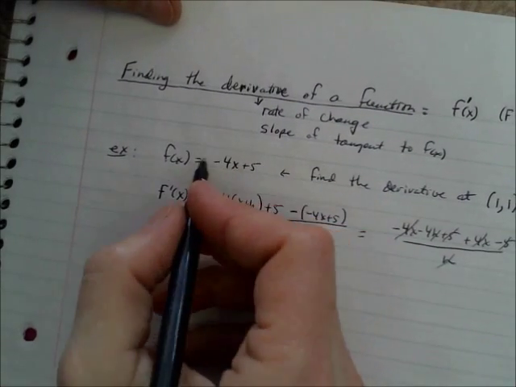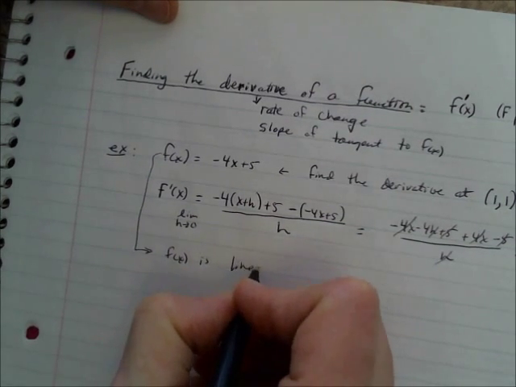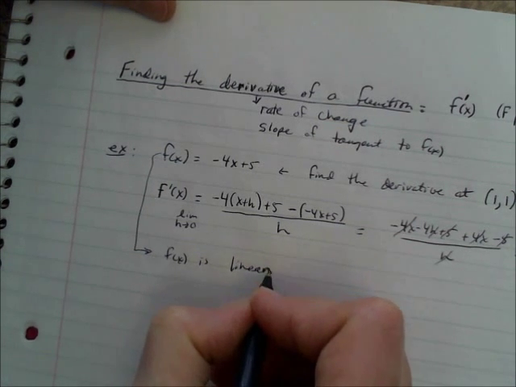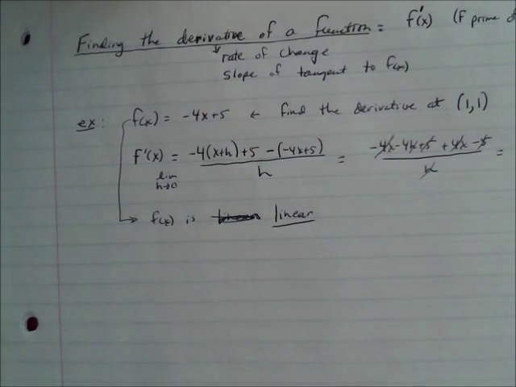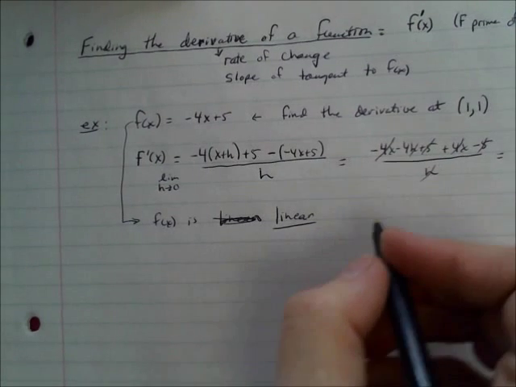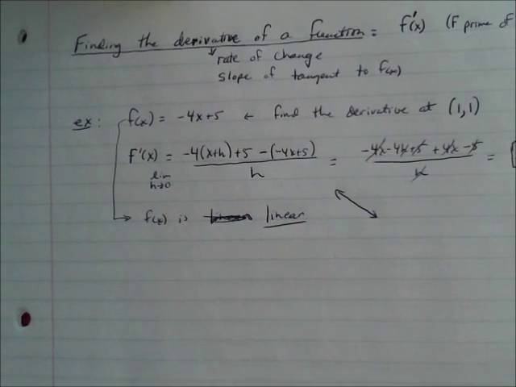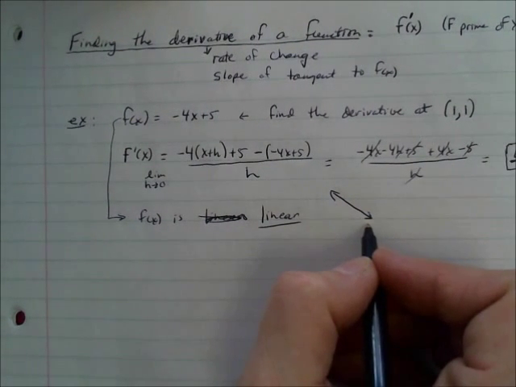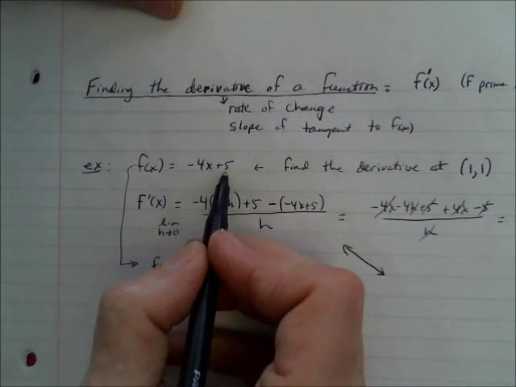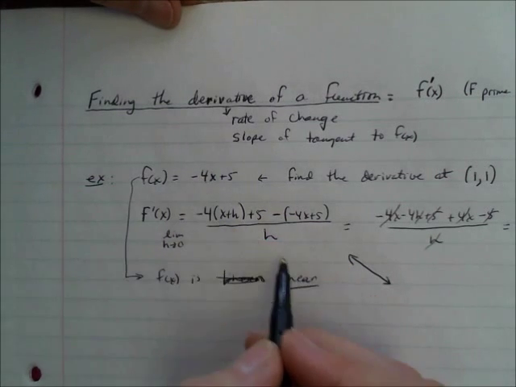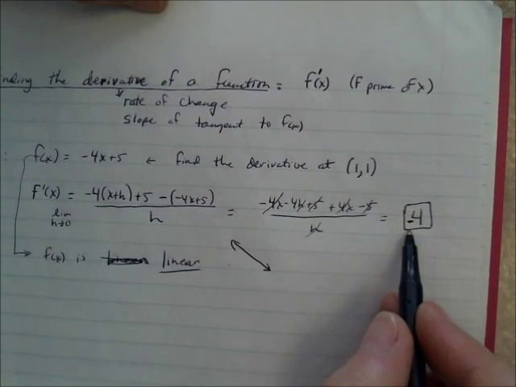Well, this makes sense because this is a linear function. Linear functions, because it's a straight line, negative 4x plus 5 would be looking something like this. The slope is always the same. And in this particular function, if you remember y equals mx plus b, m is the slope. The slope of this function is negative 4. And remember, the slope is the same thing as the derivative.